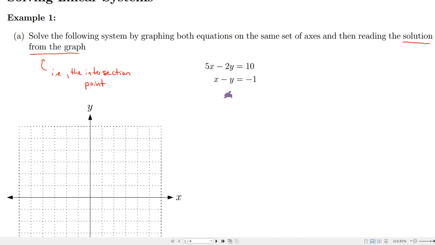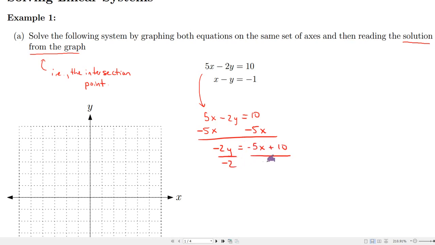Okay, so let's just graph each one separately. So in this one, we're going to have to put it into the y equals mx plus b form. So here we will subtract the 5x from both sides. And we have negative 2y is equal to negative 5x plus 10. And divide both sides by negative 2. And we have y is equal to 5 over 2 x minus 5. So this is your m, and negative 5 is our b.